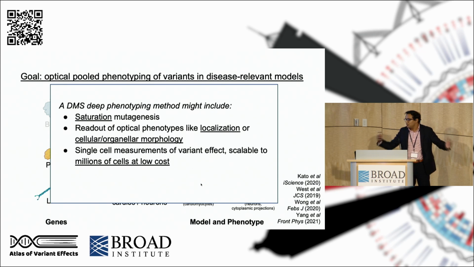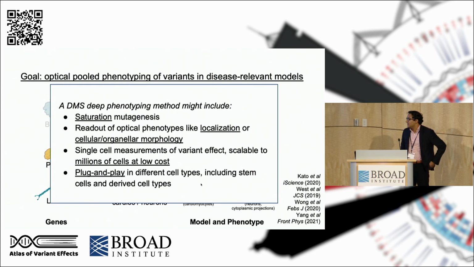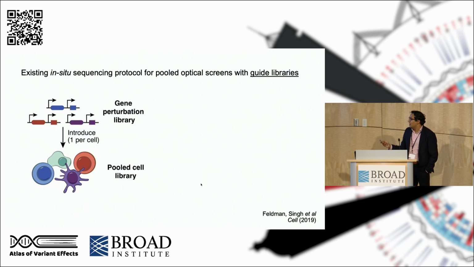So not just do things in batch, but be able to scale to millions of cells at really low cost. And similarly, be able to do this plug and play in different cell types, not just in cancer cell lines, although those are potentially very imageable, but also in things like iPSCs and iPSC-derived cells. So today I'll be talking a little bit about a method that we're working on to try to achieve these goals.